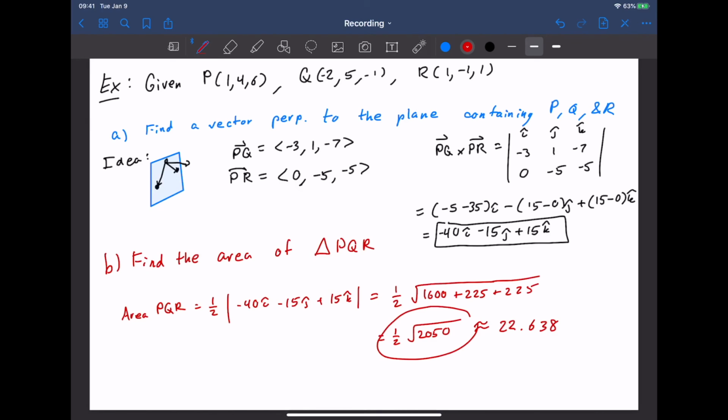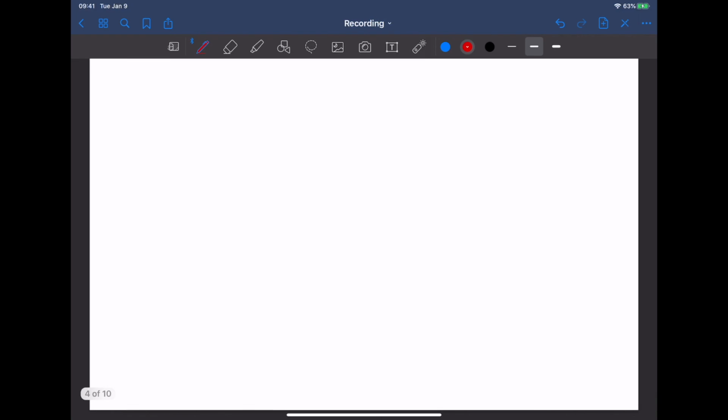I don't really care if you have a calculator to simplify it. As long as you have the right answer with the right root, we're good. All right, let's move on to another application.